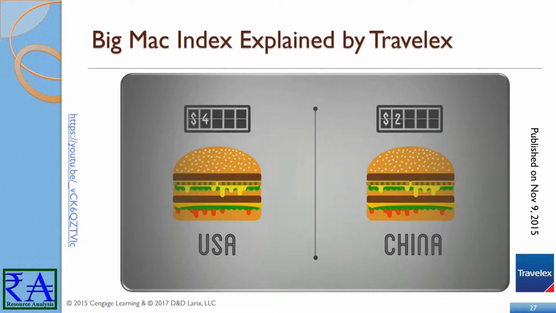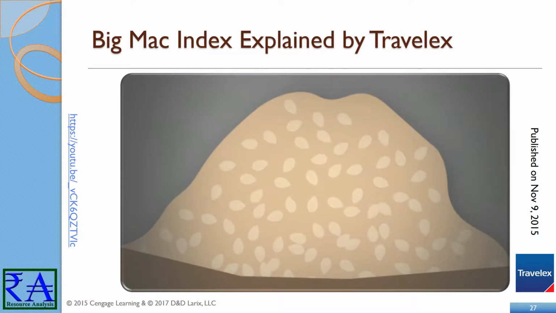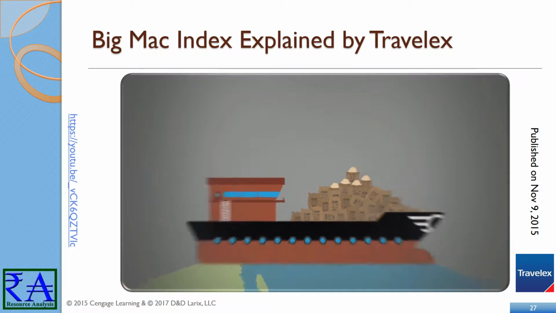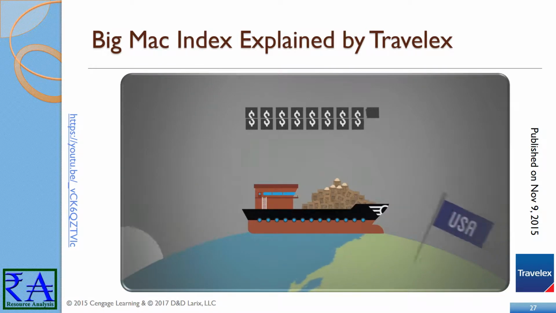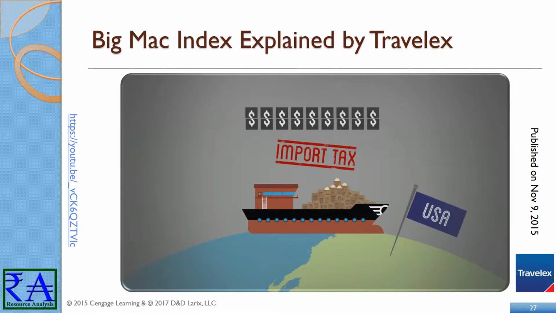Comparing the price of the Big Mac in different countries, we can see which countries' currencies are currently under or overvalued. But the theory does have some flaws. While sesame seeds might be cheaper in China, the cost of transporting them to America might eliminate any profits. And there are import taxes too.